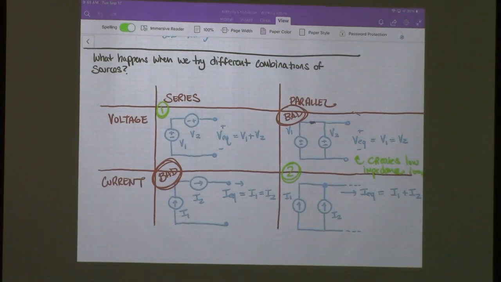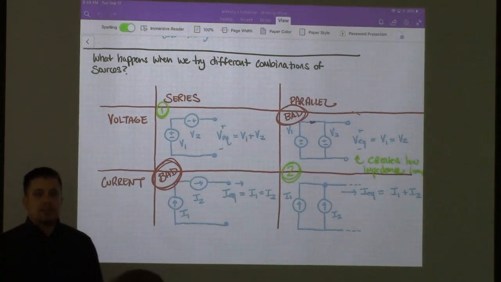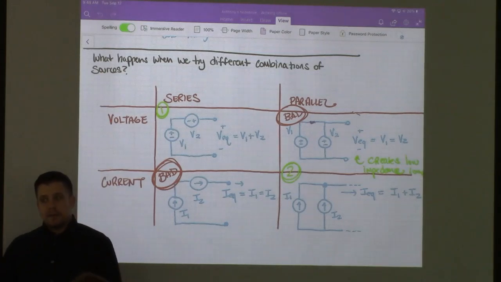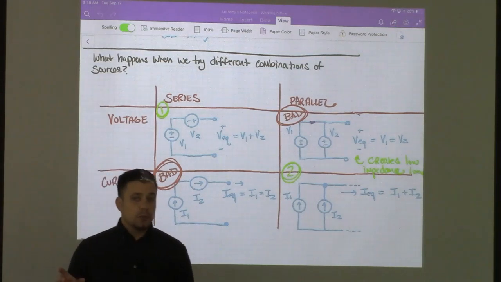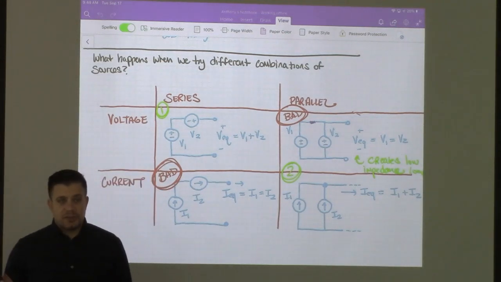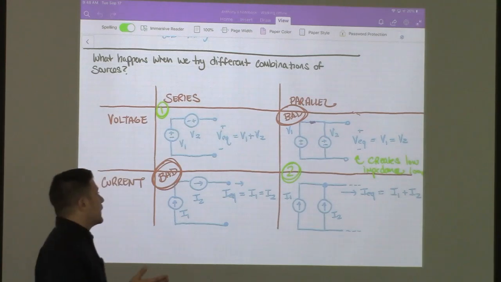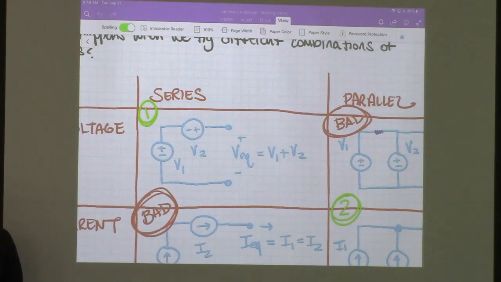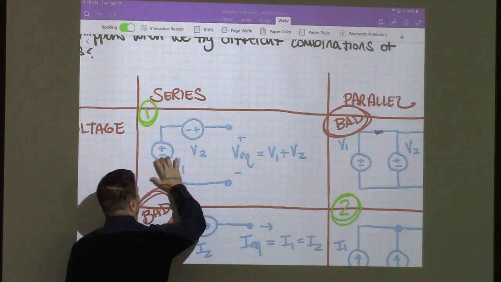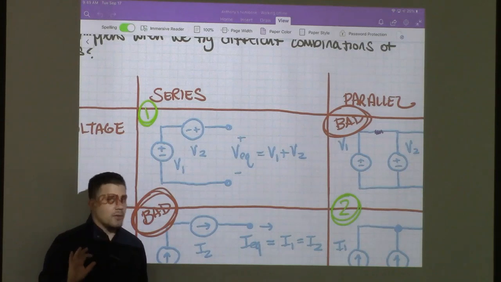Now, next. We've talked a little bit about some different combinations of sources. We have shown that in the single node pair, parallel current sources can be combined together. We've shown that in the single loop series, voltage sources can be combined together. So here's all four different permutations of that. We know already that if we have voltage sources in series, we can sum them together. V equivalent here is equal to V1 plus V2. Right? That we've already seen.